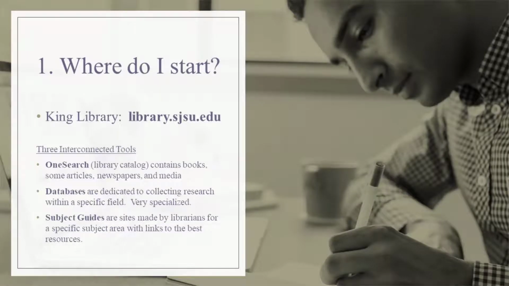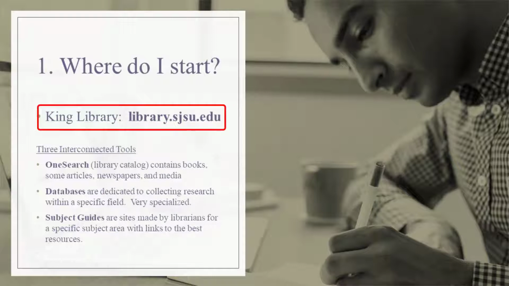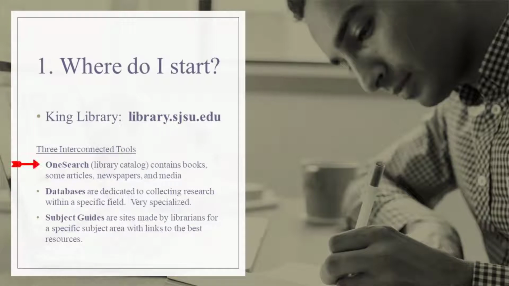Once you break down your topic into its core elements, you've got to figure out where to start. Everything that you're going to need will be available through the library's homepage, library.sjsu.edu. We're going to look at these three tools that are interconnected. There's the OneSearch catalog, and that's the library's catalog. You can search that for books, some research articles, newspapers, and media. That's your typical library catalog.